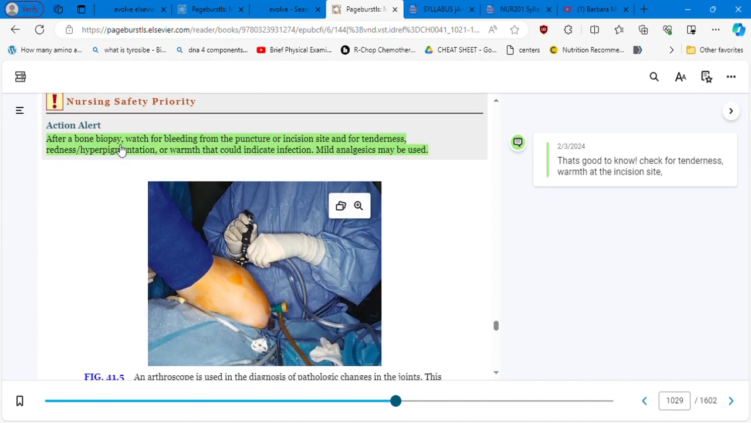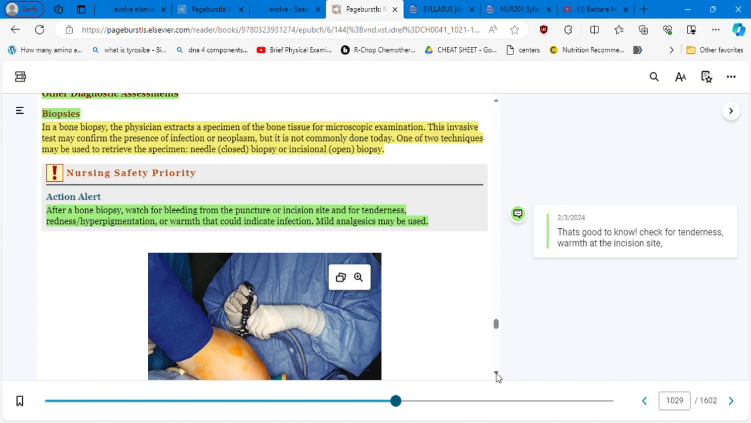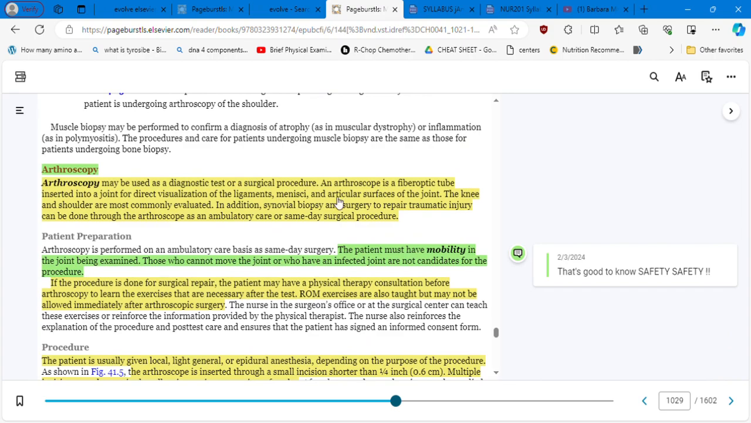After a bone biopsy, watch for bleeding from the puncture or incision site, for tenderness, redness, hyperpigmentation, or warmth that could indicate infection. Mild analgesics may be used. That's good to know. Check for tenderness, warmth, and redness at the incision site after a bone biopsy. That's good to know. I said it 3 times.